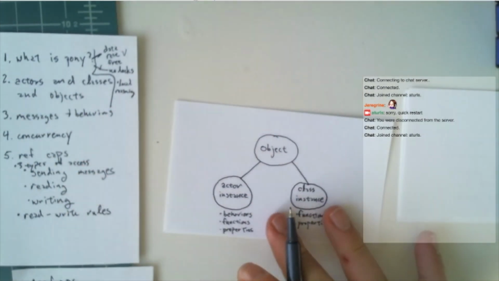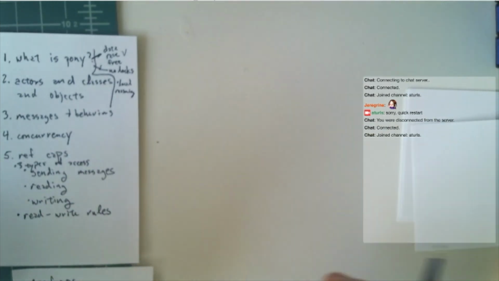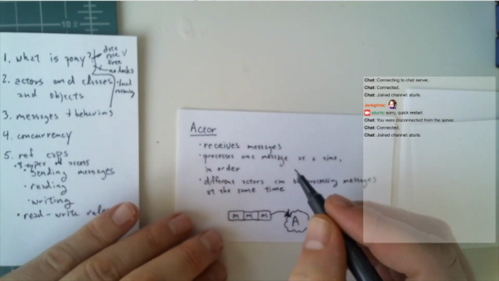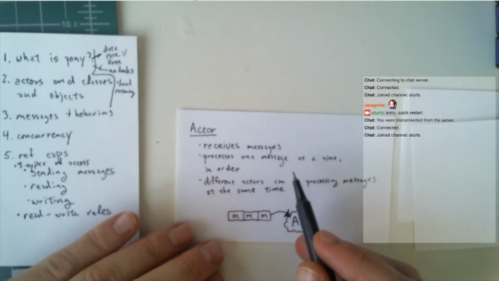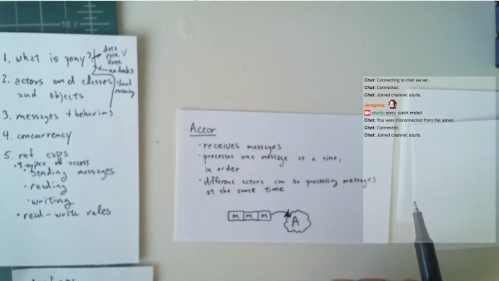Okay, and so talk a little bit about actors. Actors receive messages, and they process messages one at a time in the order in which they were received. Different actors can be processing messages at the same time. So an actor sends a message out, the receiving actor puts it in its queue, and then goes through and processes one message at a time.